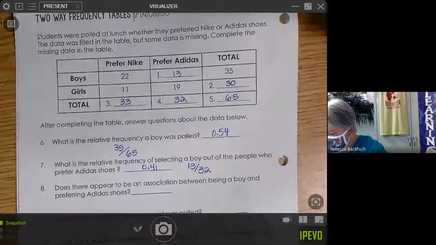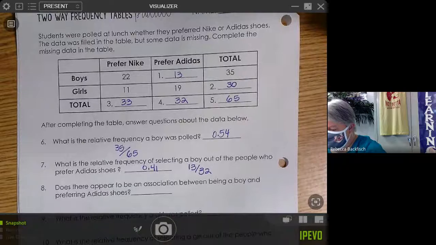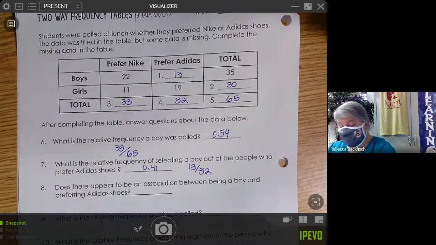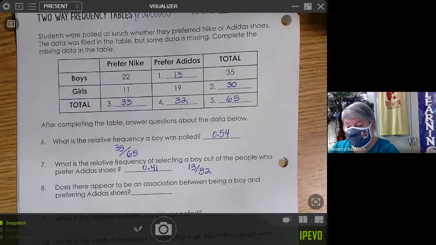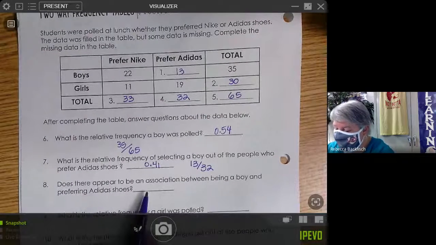Okay, does there appear to be an association between being a boy and preferring Adidas shoes? I would say no. There's different ways you could ask that. You know, there's positive associations and there's negative associations. So you could say there seems to be a negative association, like if you're a boy, you seem less likely to prefer Adidas shoes. I'm really not as interested in questions like this because we're not going to be really looking at stuff like that.